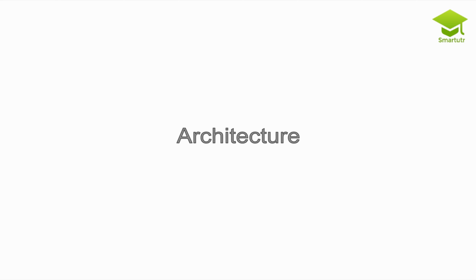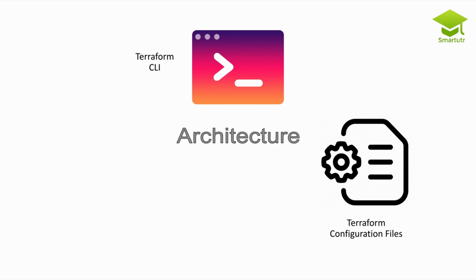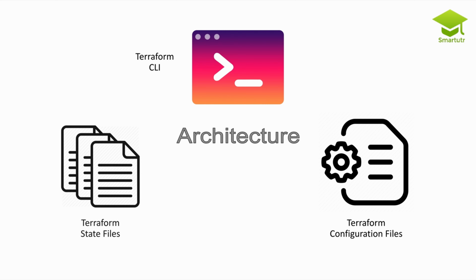Architecture. Terraform consists of three main components. The Terraform CLI, which is the command line interface used to execute Terraform commands and manage infrastructure resources. The Terraform configuration files, which define the desired state of the infrastructure resources. The Terraform state file, which tracks the current state of the infrastructure resources. In addition to these components, Terraform also integrates with a variety of cloud providers, such as AWS, Azure, and Google Cloud, as well as on-premises environments, through the use of provider plugins. These plugins allow Terraform to communicate with the relevant APIs to create and manage resources.